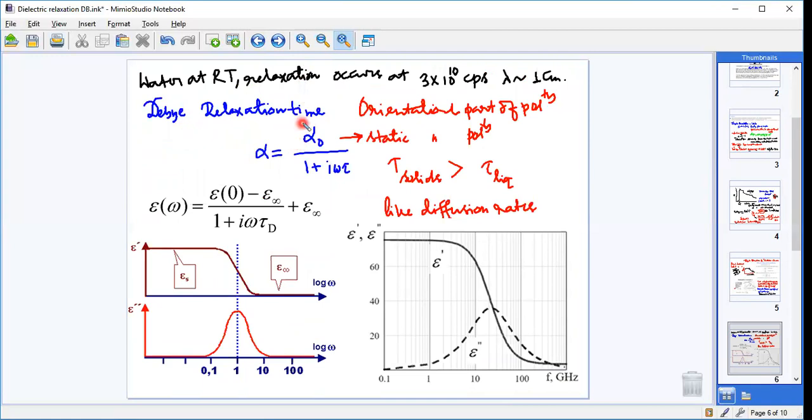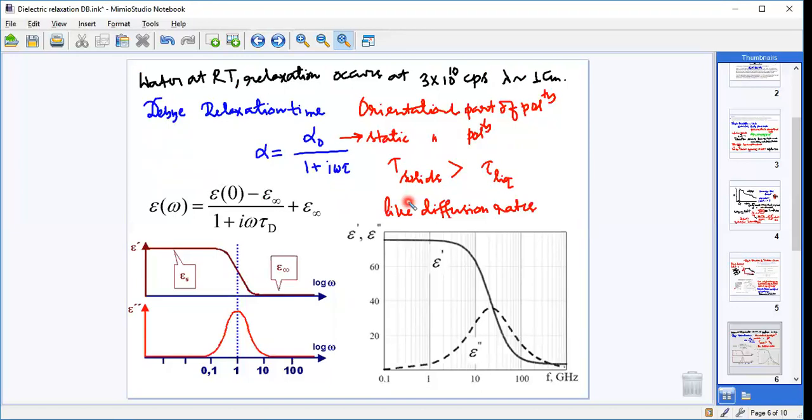So Debye has given a discussion on dielectric relaxation in polar liquids and in solutions of polar molecules. The central result is that the orientational part of the polarizability depends on frequency as alpha equals alpha naught over 1 plus i omega tau, where tau is the relaxation time and alpha naught is the static orientational polarizability. Debye has suggested further that in liquids, the relaxation time is related to the viscosity eta by a relationship where tau is proportional to eta and inversely proportional to T.